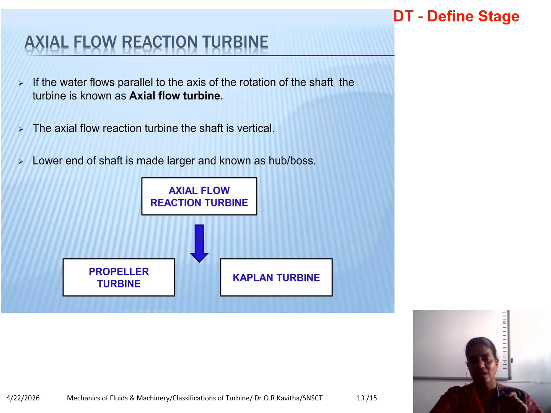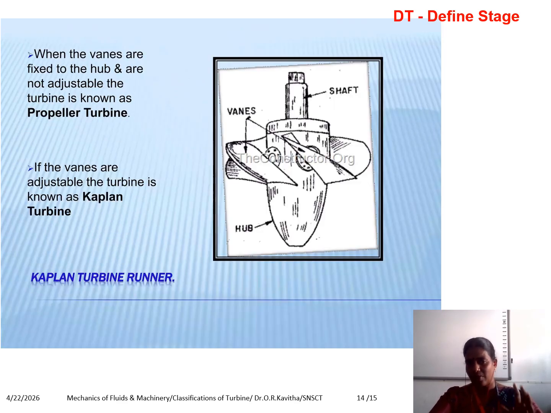The axial flow turbines are classified into the propeller turbine and the Kaplan turbine. Here this is the propeller turbine, and you can see the main components are the shaft and vanes. In the propeller turbine, the vanes are fixed, we can't adjust them. But in the Kaplan turbine, we can remove the vanes, adjust the number of vanes, and also change the direction of the vanes. So we call this type of turbine a Kaplan turbine.